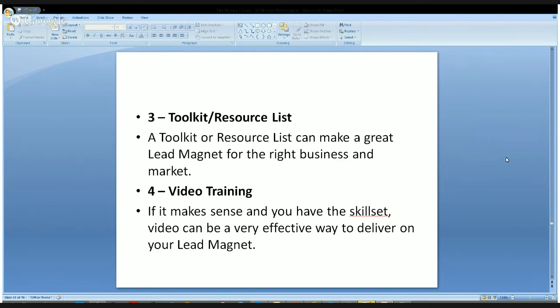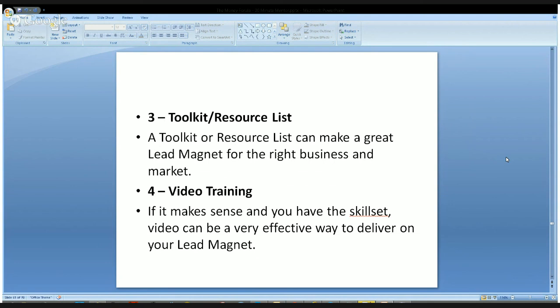A toolkit or resource list. These can make a great lead magnet for the right business. And this is the type of thing, like I say, a list of plugins that are useful for your WordPress blog. You could write just a list of maybe the top 20 plugins that you use, or even the top 10 plugins that you use and what they do for you, or the top 10 that most people don't know about. You know, create an aspect of curiosity. So toolkits and resource lists, very good. Once again, they're in the sort of tool section rather than just the video training.